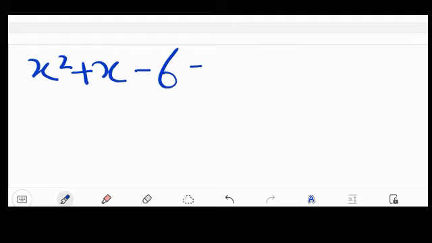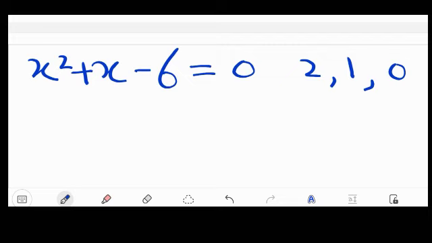Now I am going to solve this question. x square plus x minus 6 is equal to 0. The first thing we have to do in factorization is always write the equation in descending order. What do you mean by descending order? We already know here is x power 2, then x power 1, x power 0. So that is called descending order. I mean 2, then 1, then 0. This is called descending order.